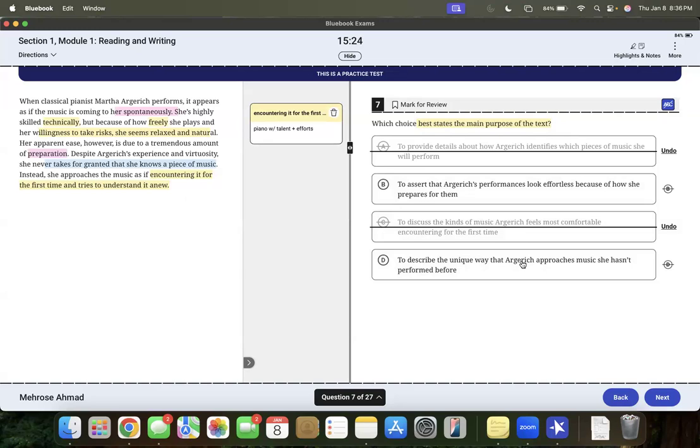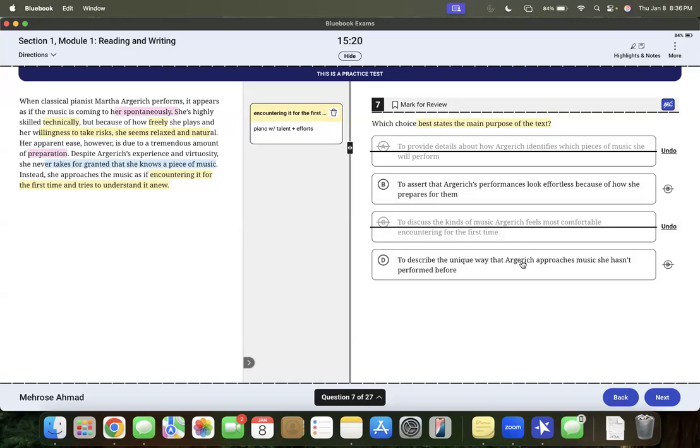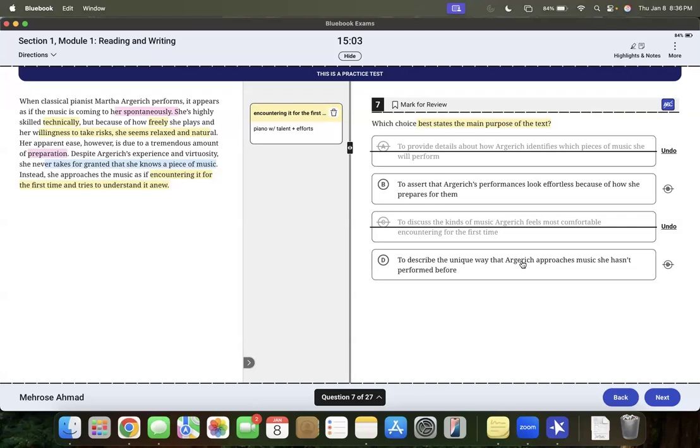D: describe the unique way that Argert approaches music she hasn't performed before. Again, this doesn't make sense. It doesn't talk about new pieces of music. It just talks about the fact that every single piece she treats with so much honor and so much hard work and so much effort that it is as if it was new, but it's not. Best answer: B.